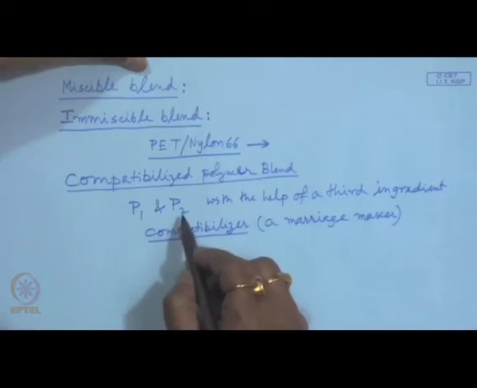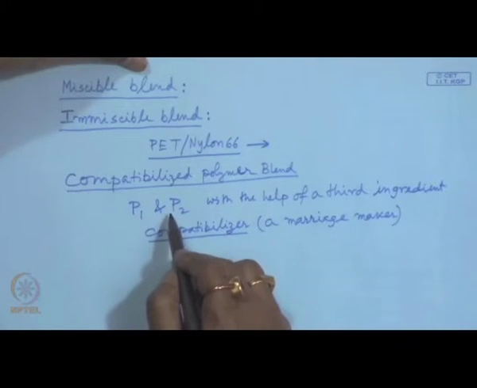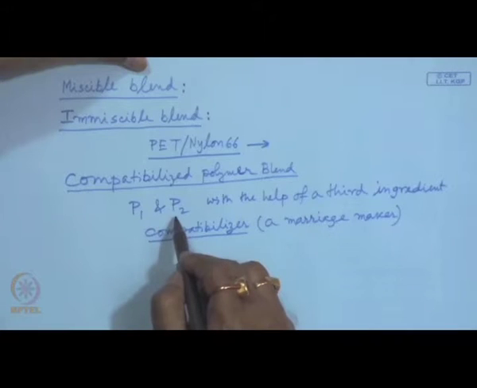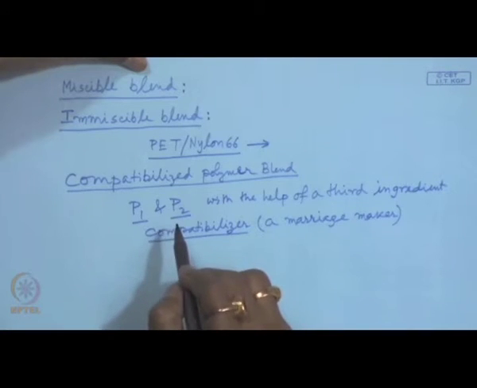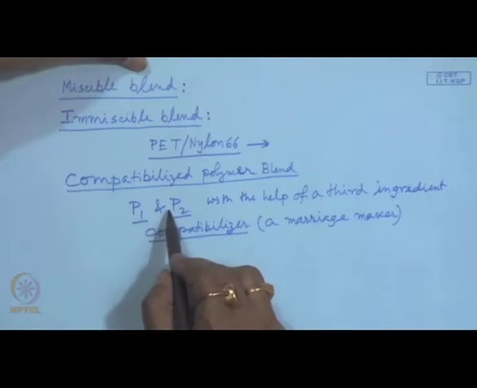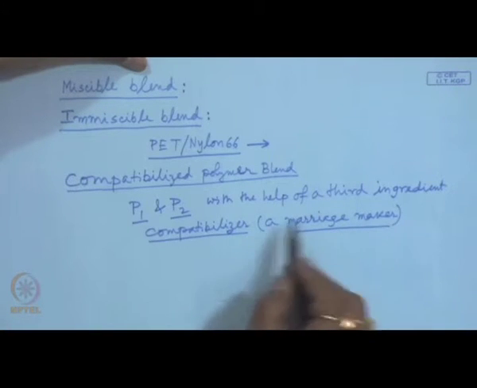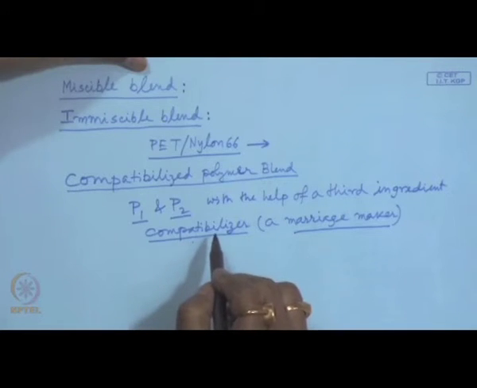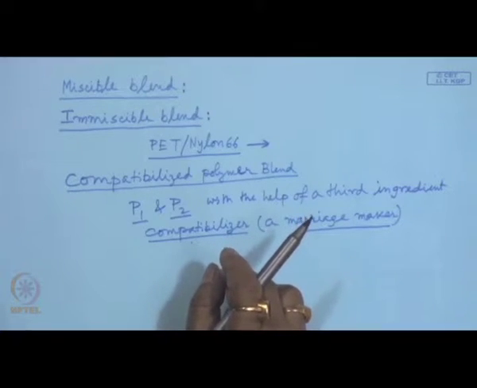That means, P1 and P2 do not like to mix with each other because of the difference in their solubility parameter, their polarities and their other aspects, molecular weights, densities, and so on. These basically immiscible components can be made miscible if a third component, a third person, is brought in between them, which is known as a marriage maker. That marriage maker is known as compatibilizer. So, with the help of a compatibilizer, two immiscible polymers can be converted to a polymer blend.